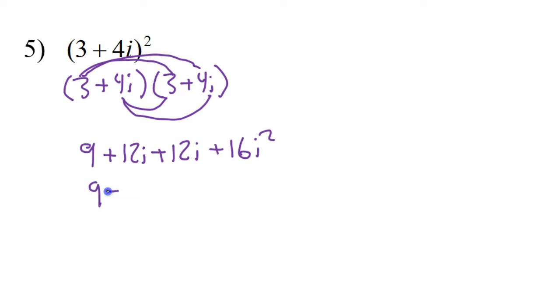So we have 9 plus 24i, and 16i squared can become negative 16. 9 minus 16 is negative 7 plus 24i.